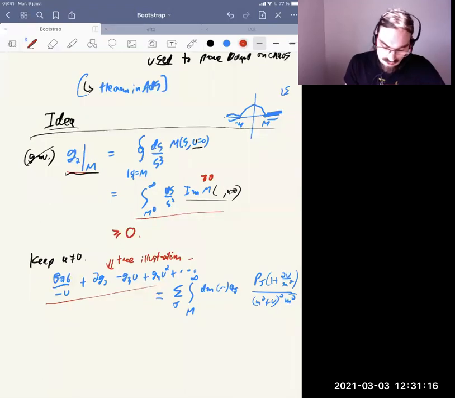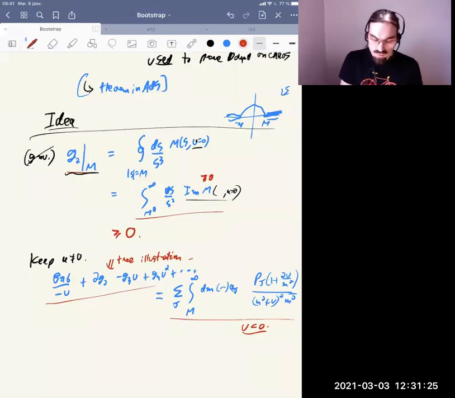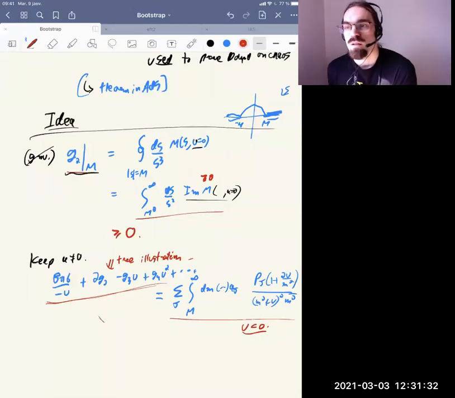And then this infinite series of junk is equal to this. And this is going to be true for any u less than zero. So you have an infinite number of sum rules that probe different linear combinations of junk. And the problem is to use this sum rule to extract information.